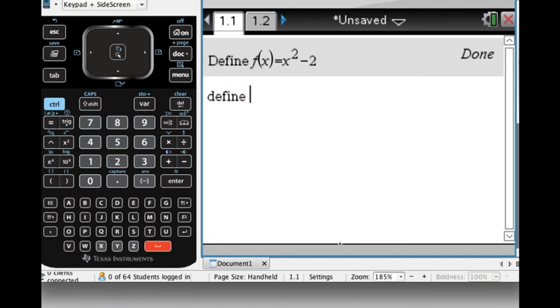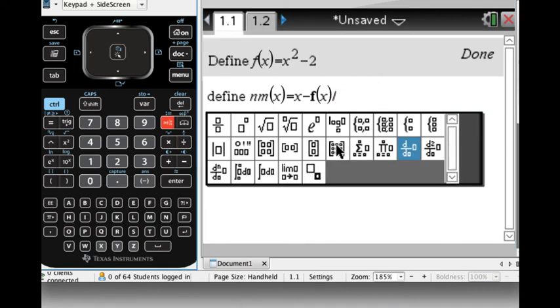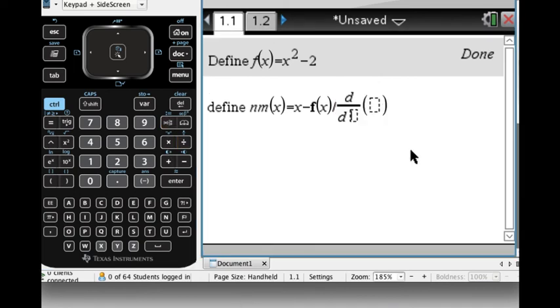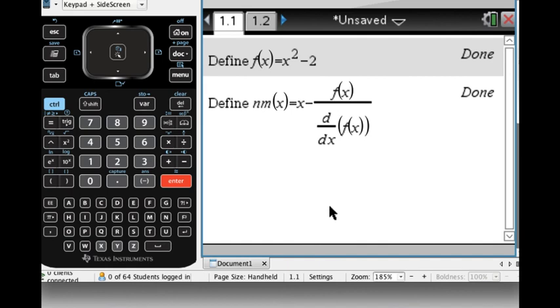So I'm going to say define NM of x to be equal to my, here x represents my initial guess. So I'm going to call that x minus, since I've already defined my function f, I'm just going to say f of x divided by, and now I want to make sure I take the derivative of f of x. So let me get my derivative command. Okay, and there's my Newton's method.